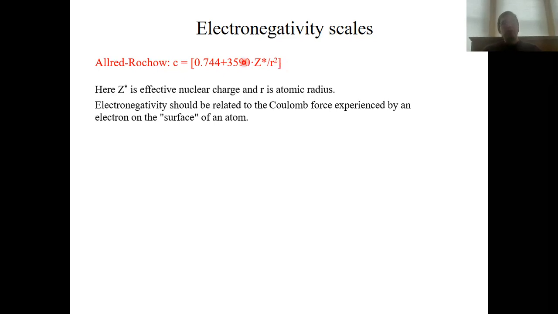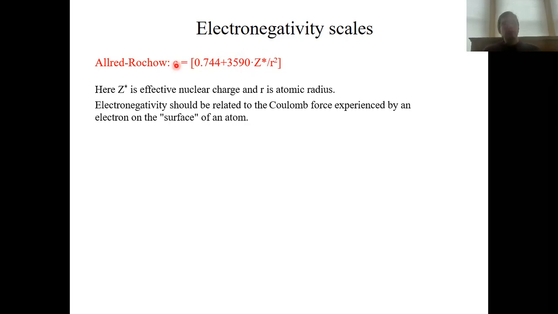So you see here other factors in front of this term, 3,590 and 0.744. These are only there in order to make the absolute electronegativity values from the Allred-Rochow scale comparable to the Pauling scale. So they're just empirically adapted to make the numbers comparable. They have no fundamental meaning.